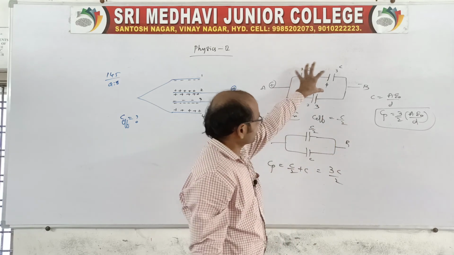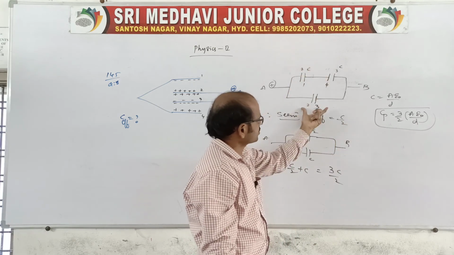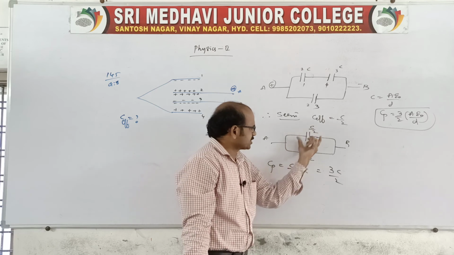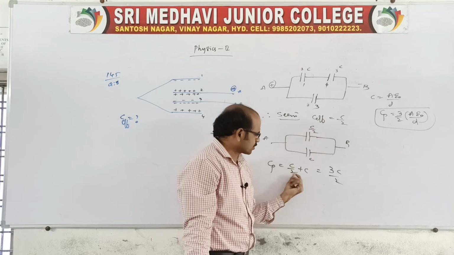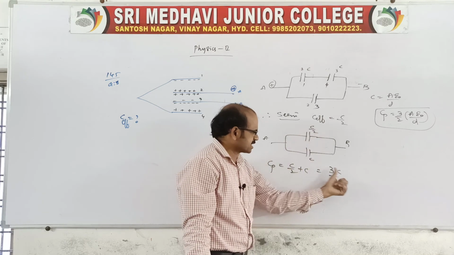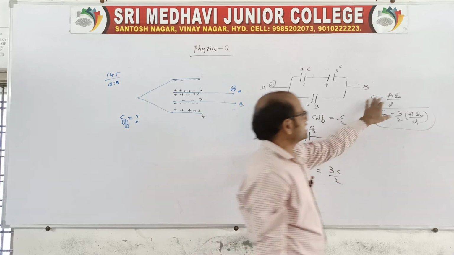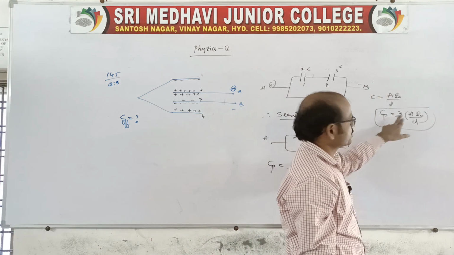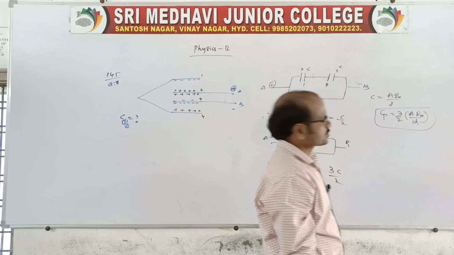Now this effective capacitance in series is in parallel with the other, so according to the parallel combination, C by 2 plus C, therefore 3C by 2. Then C is equal to A epsilon naught by D, so Cp is equal to 3 by 2 times A epsilon naught by D.